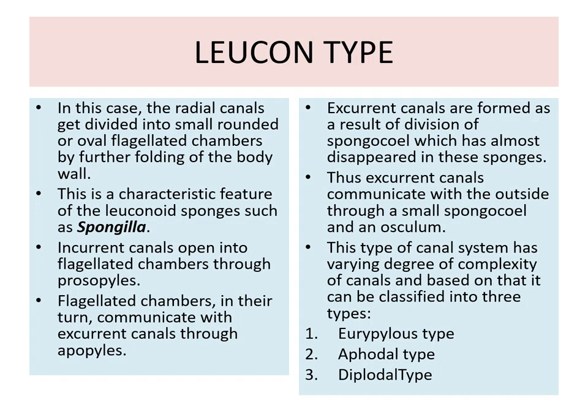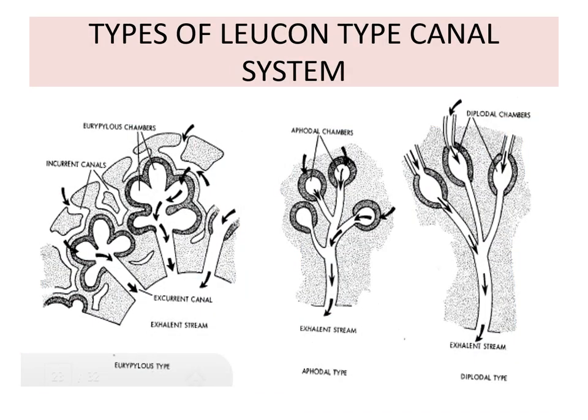This type of canal system has various degrees of complexity of the canals, and based on that it is classified into three types, that is Eurypylous type, aphodal type and diplodal type. Now the first one, that is the Eurypylous type. Here what happens, the water enters from the dermal ostia into the incurrent canal.